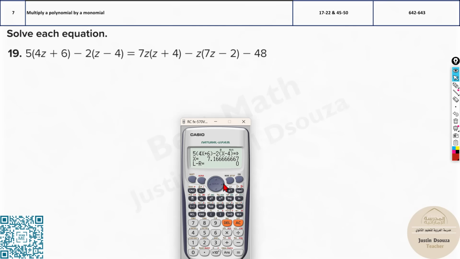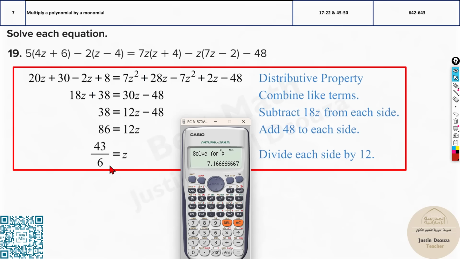Let me just double check it. You know, I might have done some error. For x plus 3 minus 2 times x minus 4 equals 7x times x plus 4 minus x times 7x minus 2 minus 8. Okay, that's the correct answer then. It's 7.166. That is 43 by 6. Now, in your exam, you won't have this decimal. You will have a lot of fractions. Solve each fraction. 43 divided by 6 is equal to, now I need to go from this mode. Now let me do 43 divided by 6 is equal to 7.6667. So that's the correct answer we got.